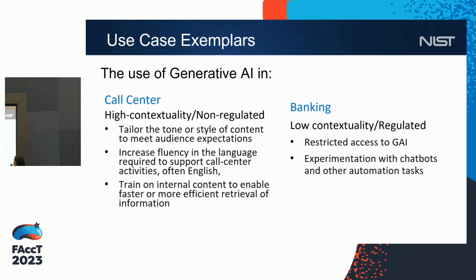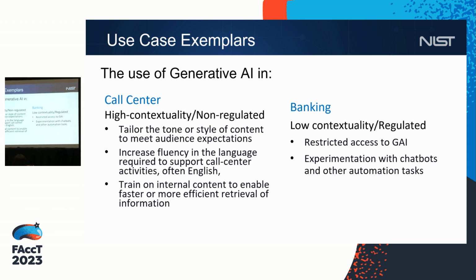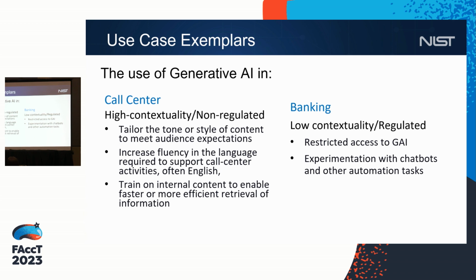And then there is a banking context, which has much lower contextuality because there is a smaller set of tasks that could happen in this setting, since it is highly regulated. The banking industry has restricted access to generative AI for the most part, and when they are involved with it, they are mostly just experimenting with chatbots or other automated tasks.